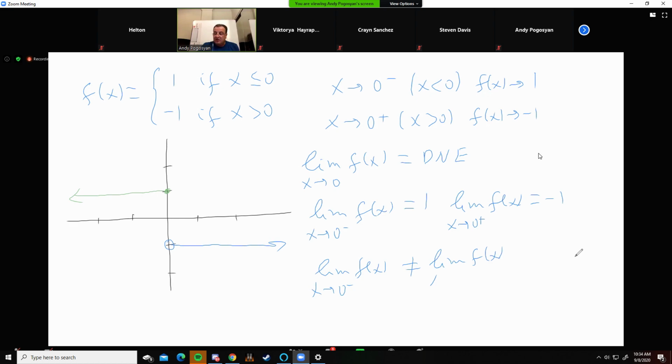So this tells you, and we'll have a theorem about this, that for a function to have a limit at the given point, the left and right hand limits should exist and must be the same. Now, let's go back to our lecture notes and discuss one-sided limits.